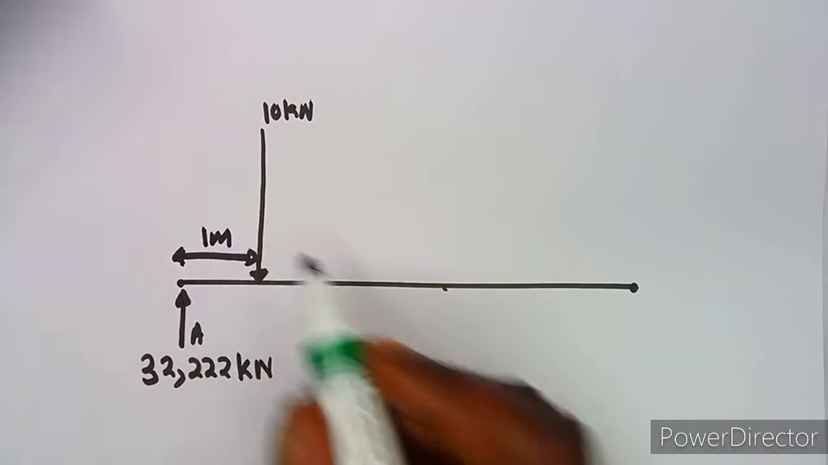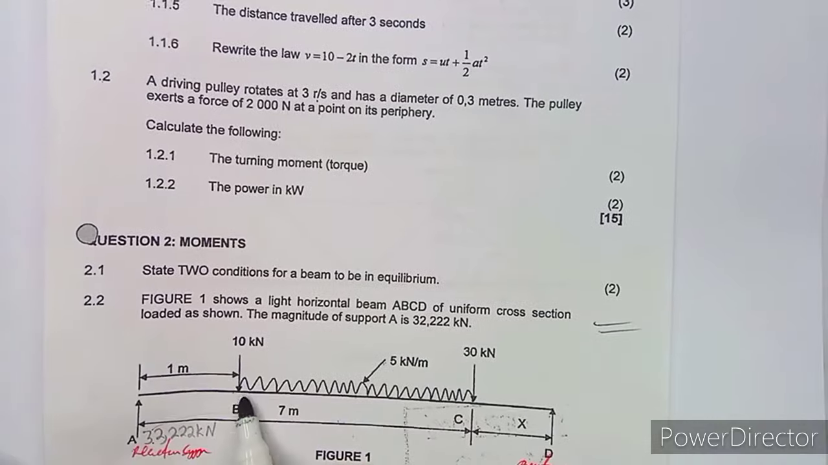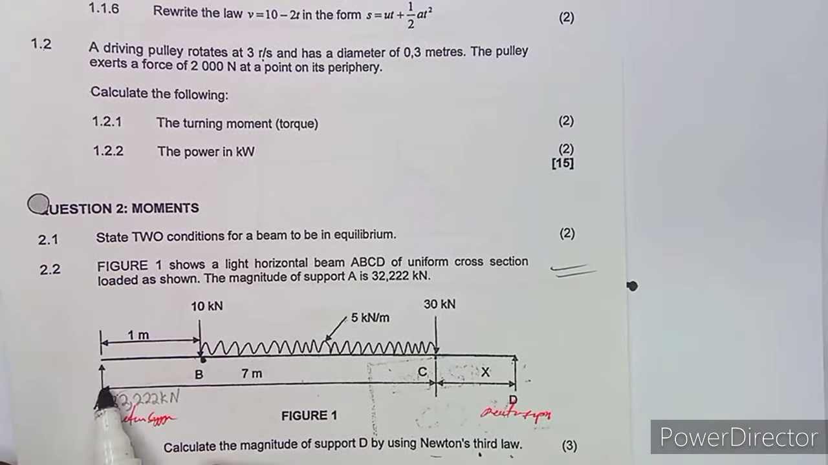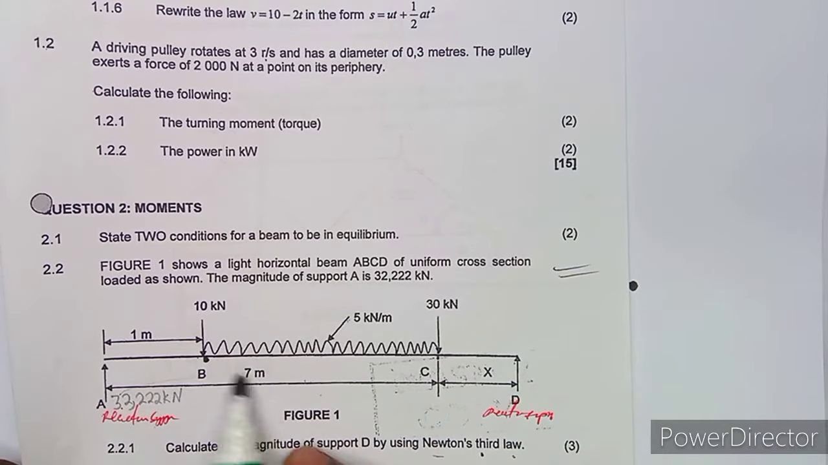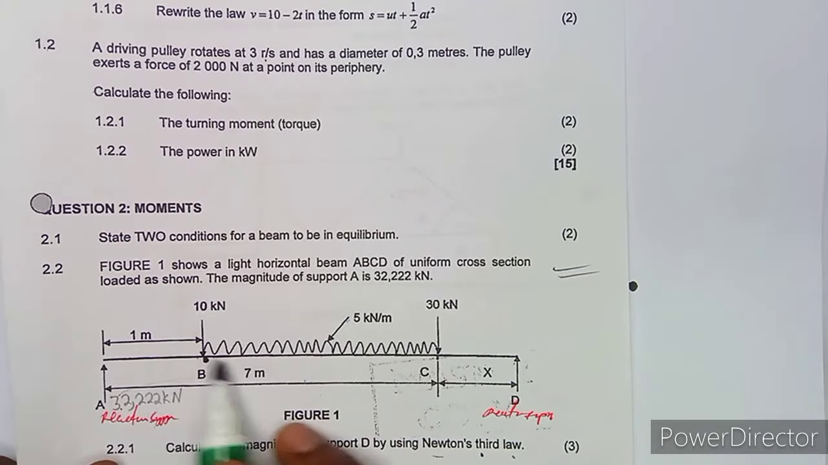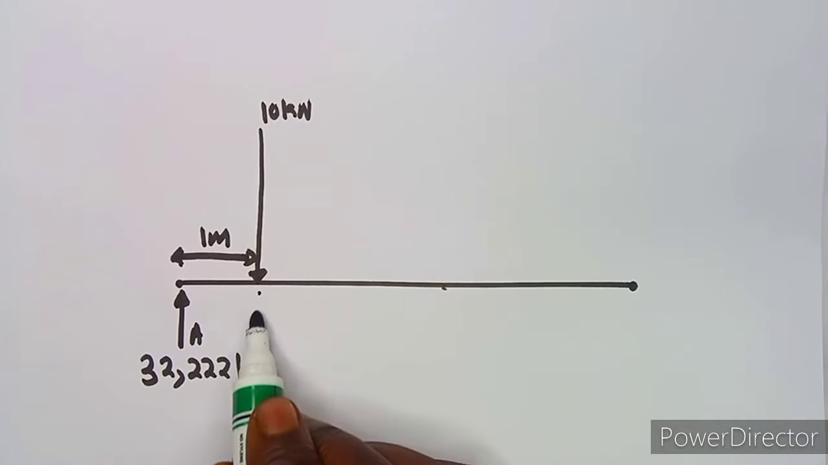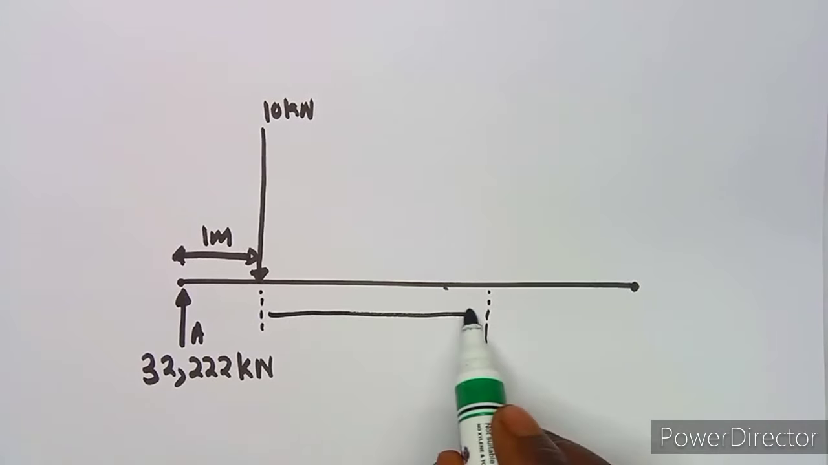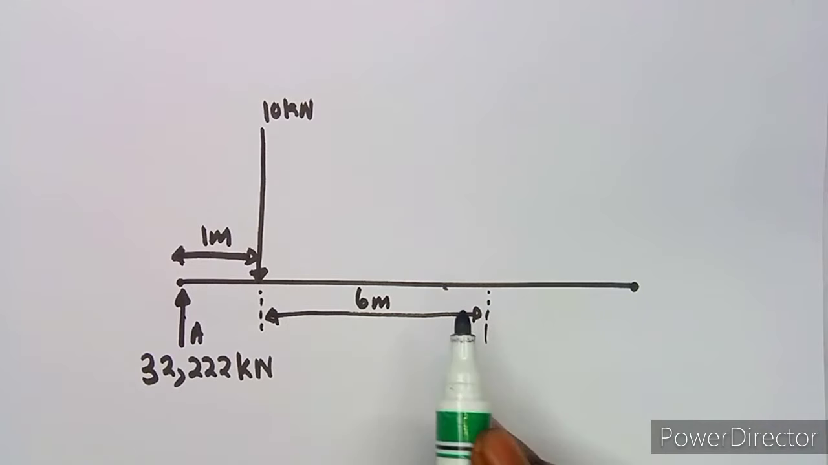All right, then let's focus on this distributed load between B and C. From A to C, we've got 7 meters. So it's 7 minus 1, which is 6. You'll be left with 6 meters in between, because it's supposed to be 7. So this one is 6, but from here to here is 7.